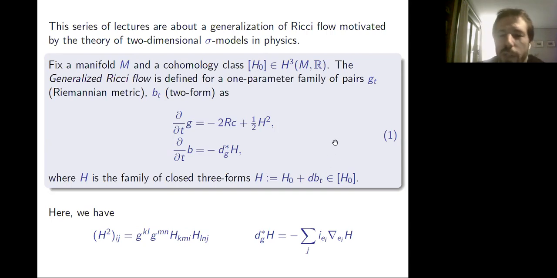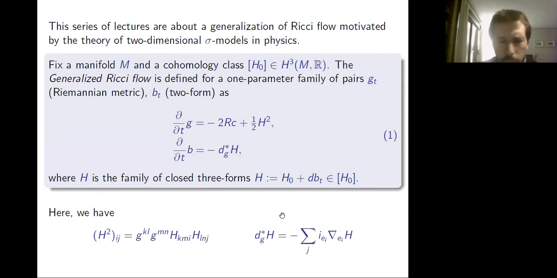Okay, so what about the evolution equation for the 2-form? Well, for the 2-form, what we have is that the partial derivative with respect to t needs to be minus d star H. The d star here is the adjoint of the differential with respect to the L2 metric, applied to the 3-form. So this lowers one degree of the form. So this is a 2-form, and this equation makes sense here.